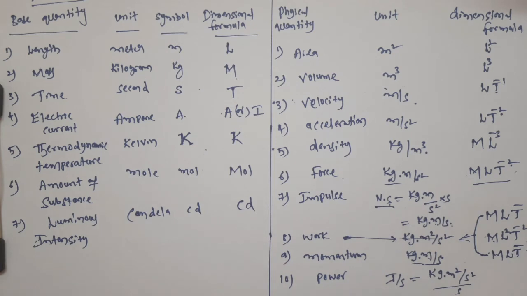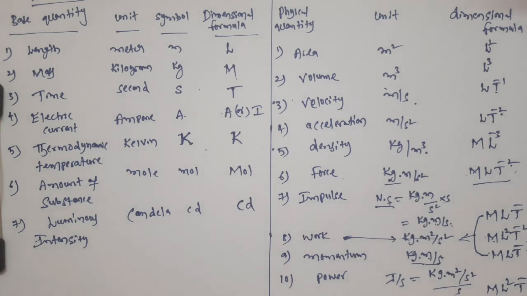And power. How do we define power? That is work divided by time taken. Work divided by time taken. Joule per second. So kg meter square per second square by second. So what do we get? Kg meter square per second cube. So for kg, mass, M. For meter square, L power 2. Second means time, so T power minus 3 is there.